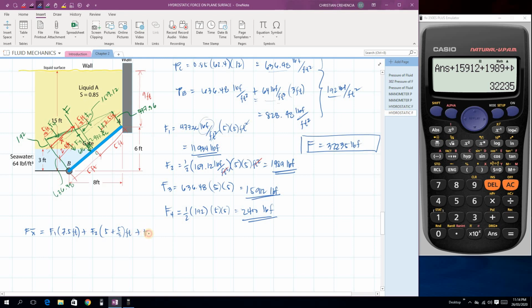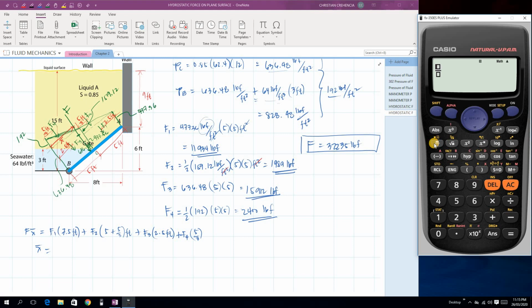Then, plus yung F3, distance natin from point B is 2.5. Ito, 2.5 yung F3. Then, i-add natin yung F4. Then, ang distance natin is, distance natin is 5/3. So, ang base, again, ang base ng triangle natin dito is 5. So, since triangular, so this is 1/3 ng base or 5/3. Okay. Then, we can now solve for x bar.